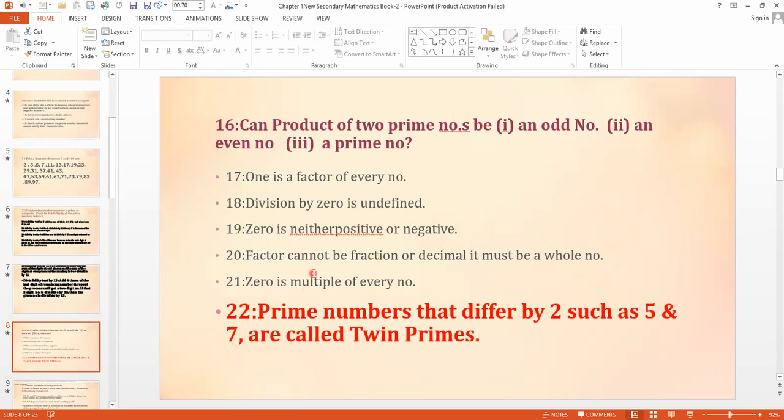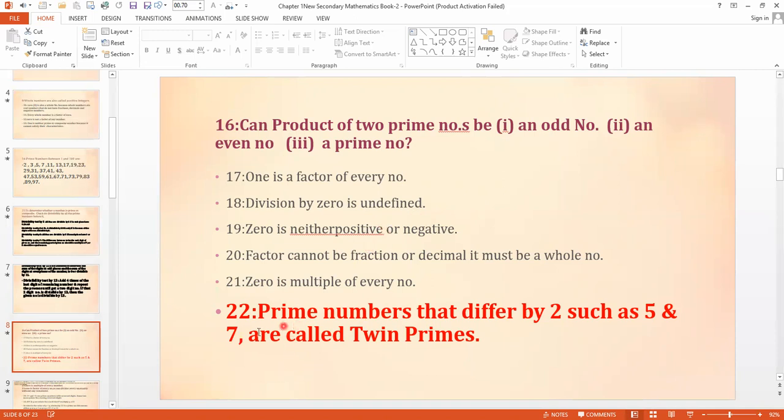Next, a factor cannot be a fraction or decimal. It must be a whole number. Always remember, whenever you take the factor of any number, it must be a whole number, not a fraction or decimal. Clear? Next, 0 is a multiple of every number. As you know that 1 is a factor of every number, similarly, 0 is a multiple of every number. And when we divide any positive or negative number by 0, we get an undefined answer.